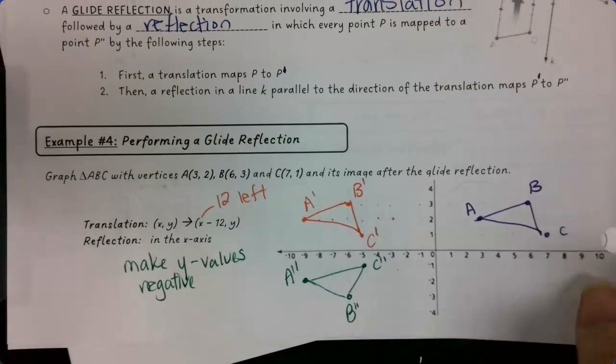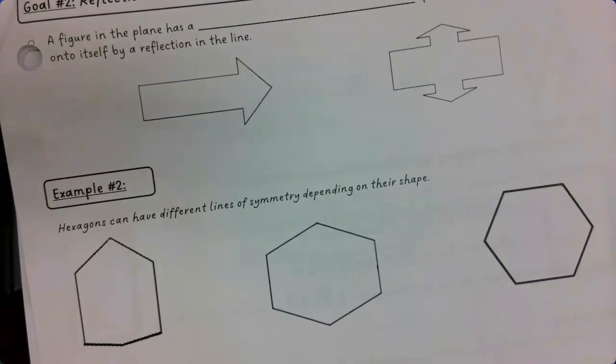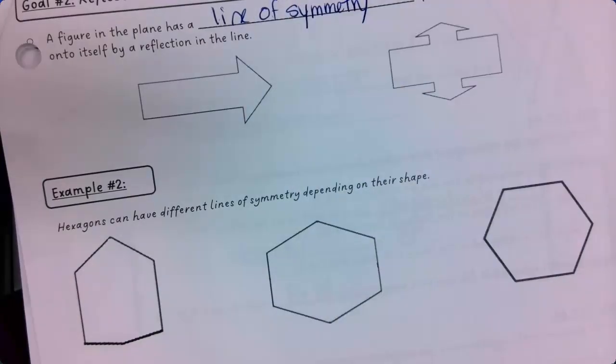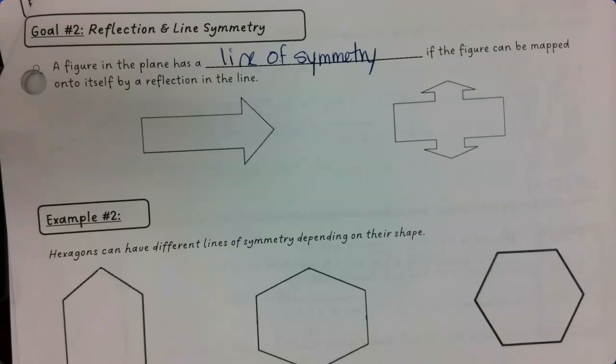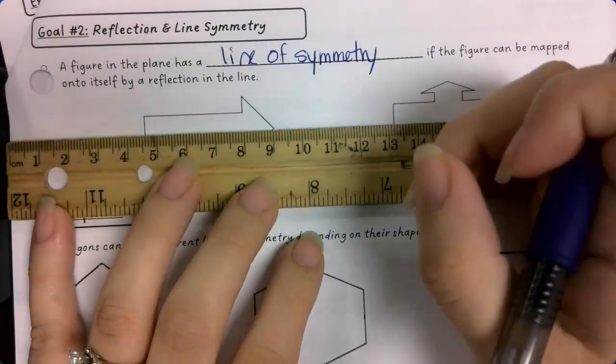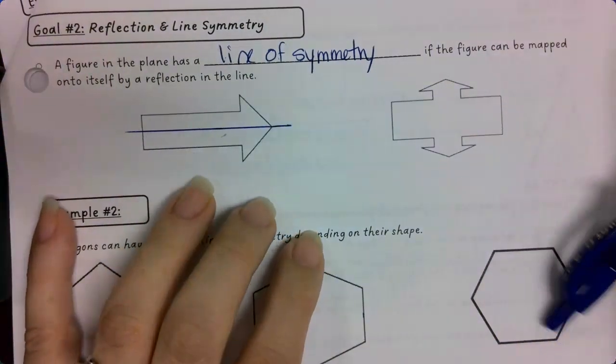Okay, moving on to our next page. Reflection. A figure in the plane has a line of symmetry if the figure can be mapped onto itself by a reflection in the line. So basically, if I can fold it in half and it will cover itself, then that is a line of symmetry. So for this first picture, I can cut this arrow in half horizontally, and it will fold over on itself.